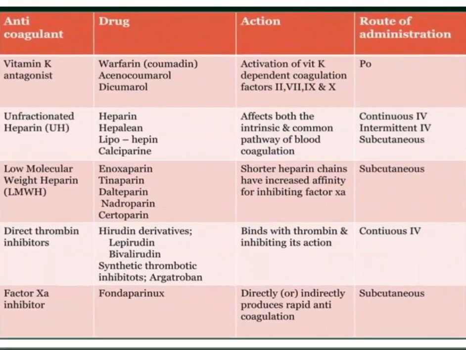We've got direct thrombin inhibitors, and we also have factor 10A inhibitors like fondaparinux, which directly or indirectly produces rapid anticoagulation. It's very important to know these groups of drugs because you need to have a multi-pronged approach when treating patients with deep vein thrombosis.